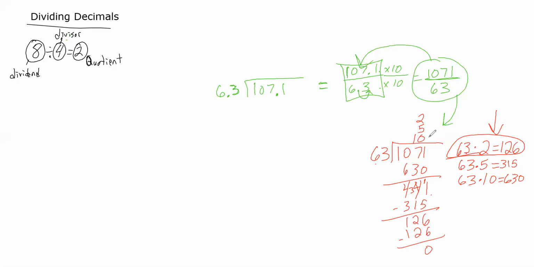And now I just need to add all of these up. 10 plus 5 is 15, 16, 17. So my quotient is 17. And so the answer to this division problem, whether it's 1071 divided by 63 or 107.1 divided by 6.3, is still going to be 17.